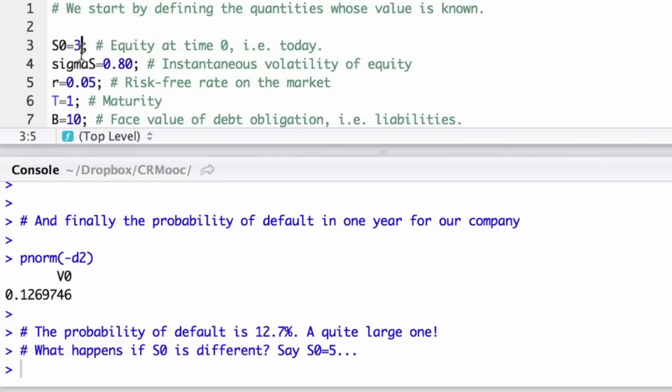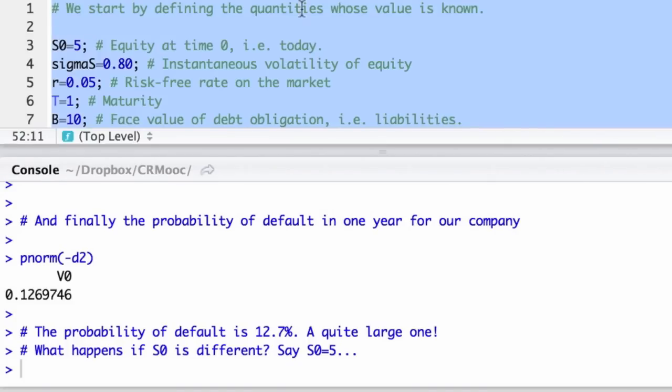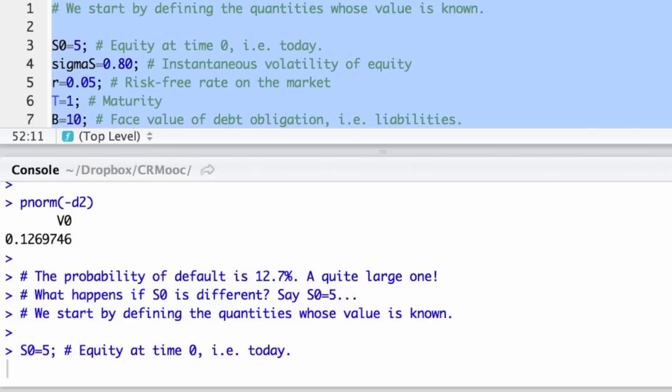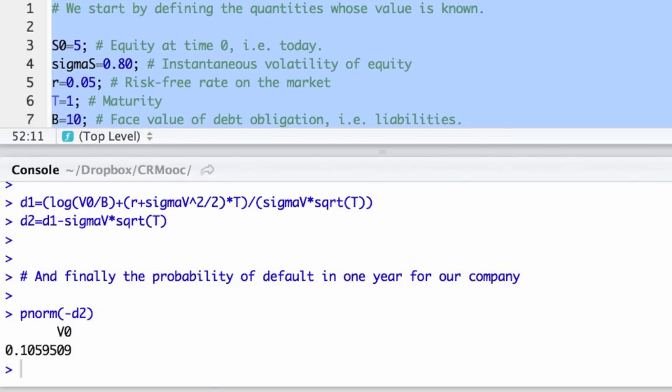What happens if the value of equity today increases to 5 million euros? To answer this question, we rerun the code after changing S0 to 5 million euros, and we discover that the new probability is 10.5%, so it decreases as expected.